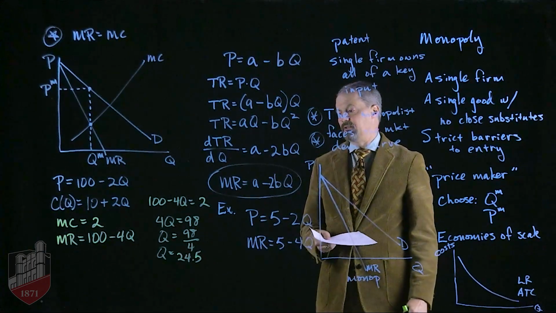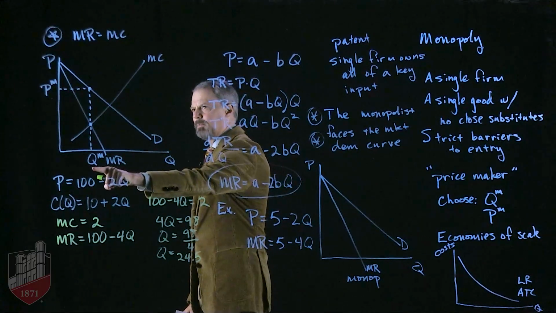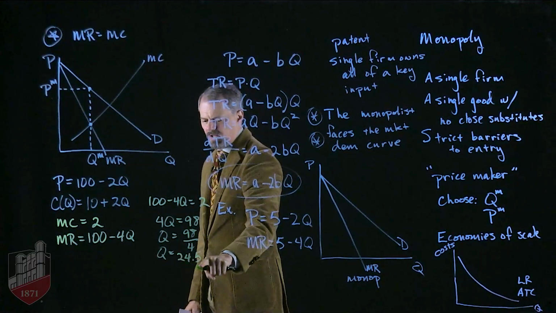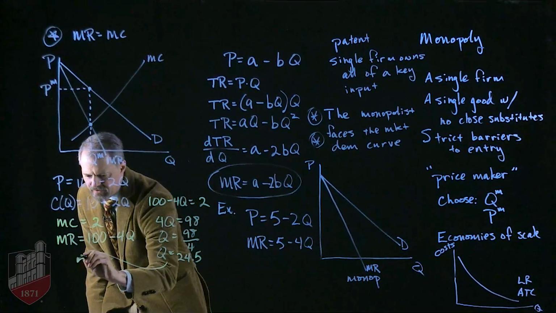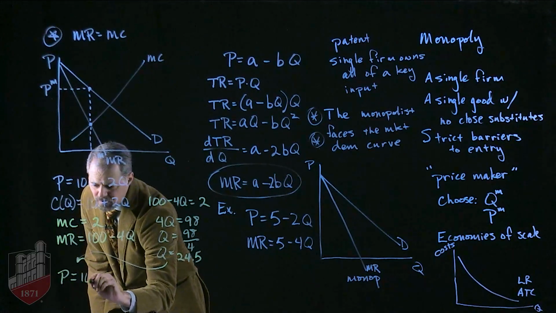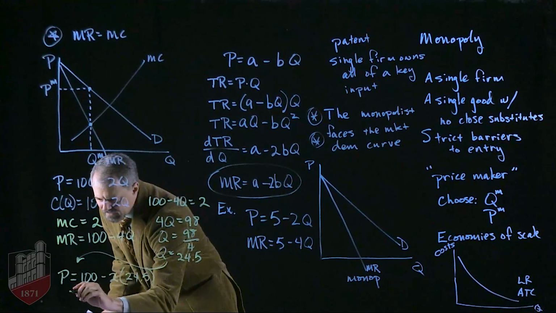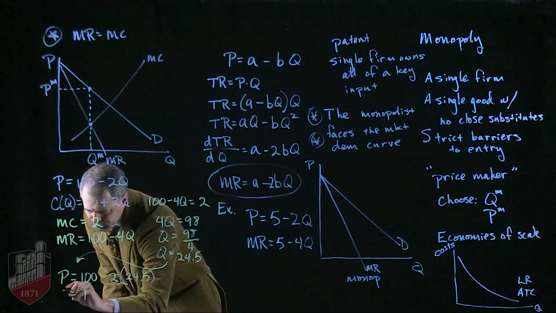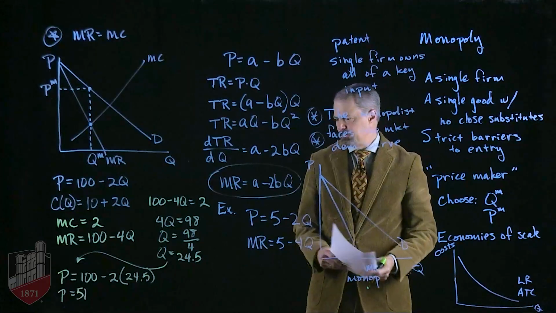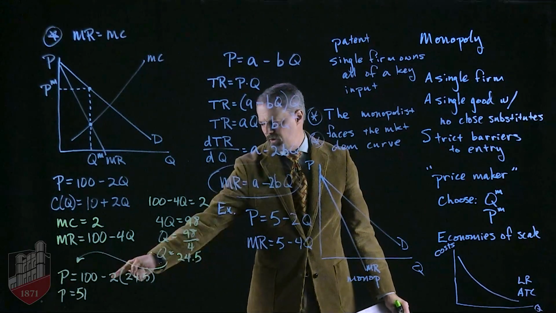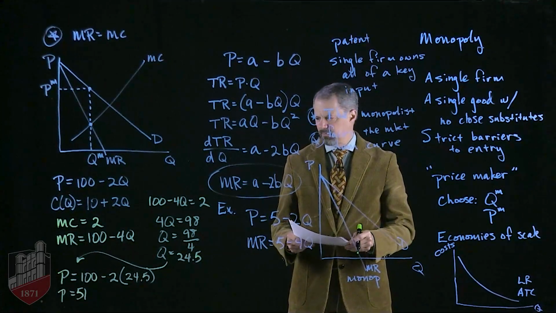Now what we need to do is figure out what price this firm is going to charge. So we've figured out our quantity. We need to plug the quantity into the demand curve. So I need to plug a quantity of 24.5 into that function right there. So I'm going to put a little arrow here that says now we're getting price, and price is equal to 100 minus 2 times 24.5, and if you work through that, you're going to get that price equals 51. So this firm would produce a quantity of 24.5 units and charge a price of $51 per unit. And that would maximize profit.